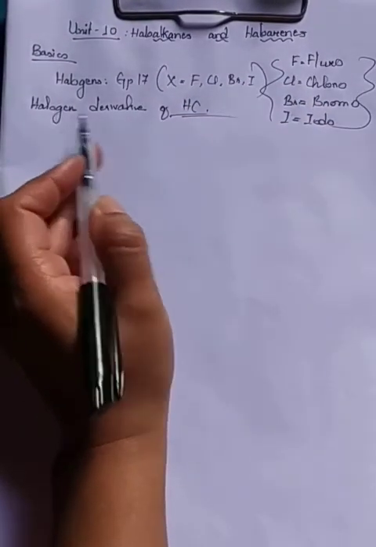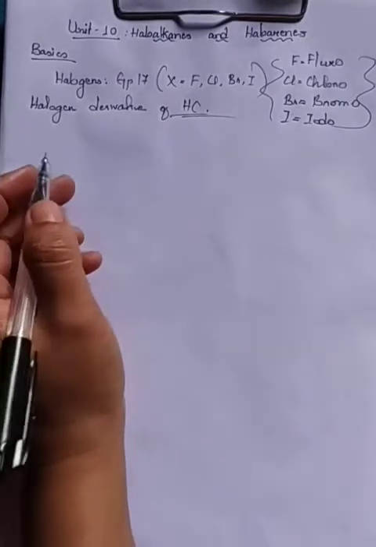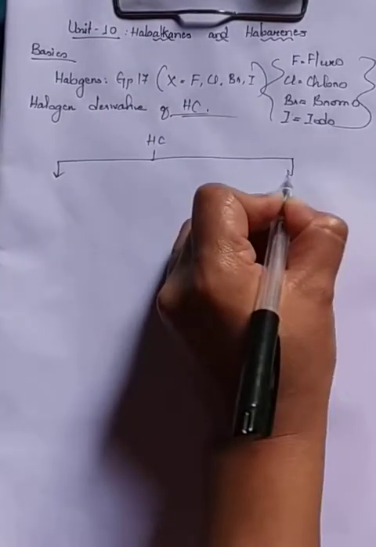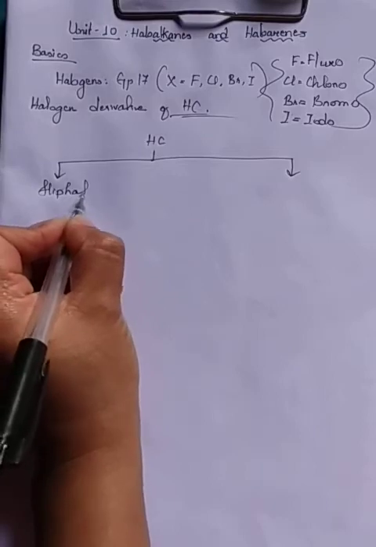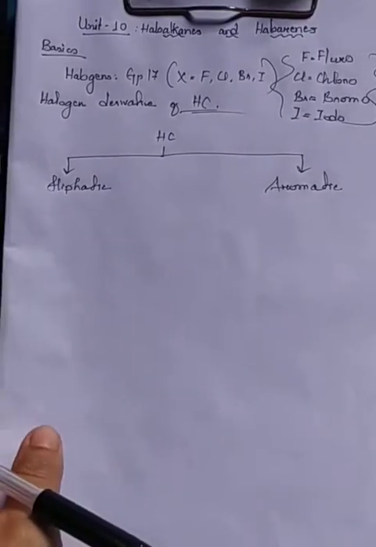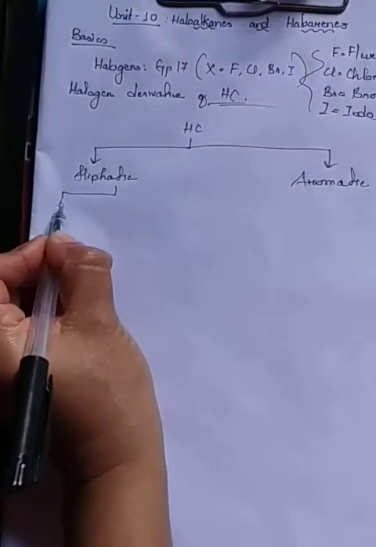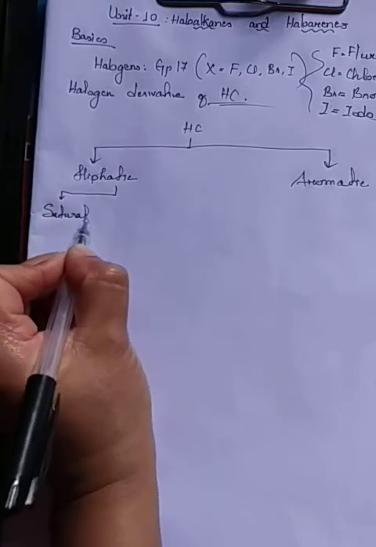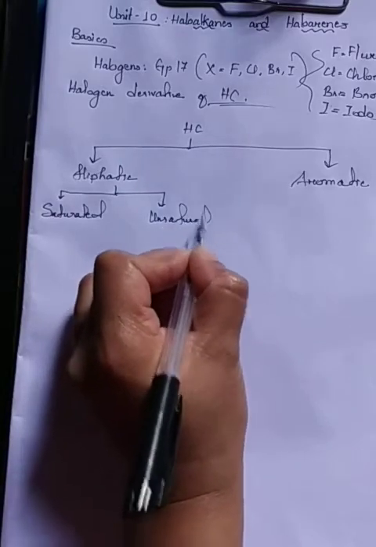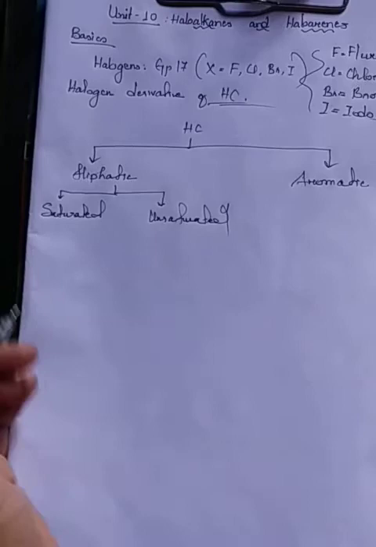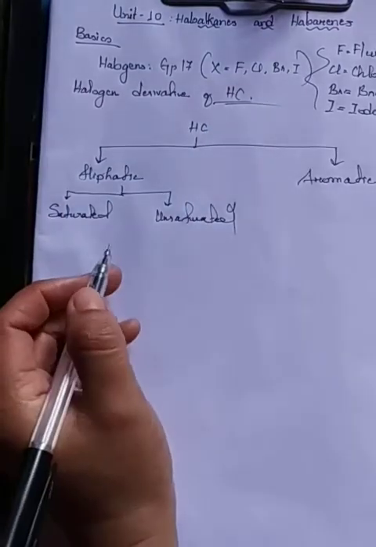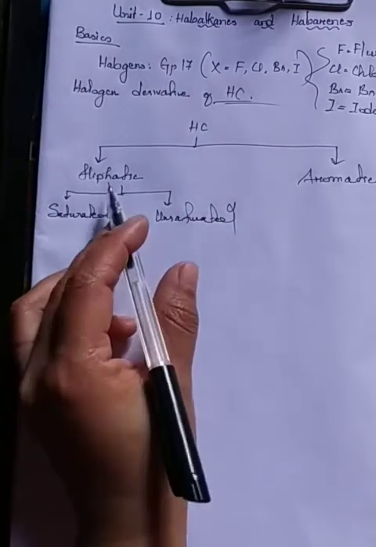Now, let us study the halogen derivatives of our hydrocarbons. Moving on to the basics first, in the hydrocarbon family we have aliphatic and aromatic hydrocarbons. Aliphatic hydrocarbons can be further classified into saturated and unsaturated hydrocarbons. Here, our main focus will be on the saturated aliphatic hydrocarbons. Now, how do we get our haloalkanes from these saturated aliphatic hydrocarbons?